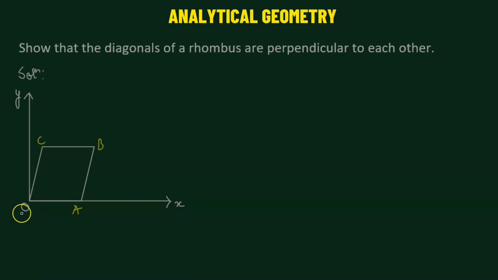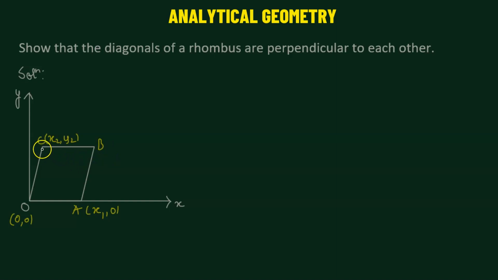So we'll start with the vertex O. Since it's at the origin, its coordinates are going to be 0, 0. Then A, we can specify its coordinate as x1, 0. There is no y coordinate here. We're going to define the coordinates of C as x2, y2. However, in order to find out the coordinates of B, we'll have to do some construction here.